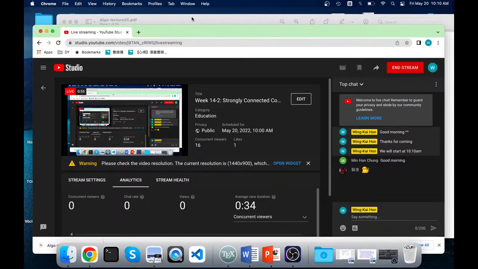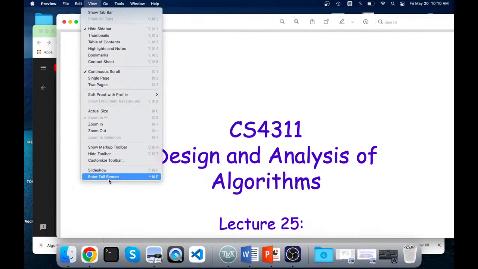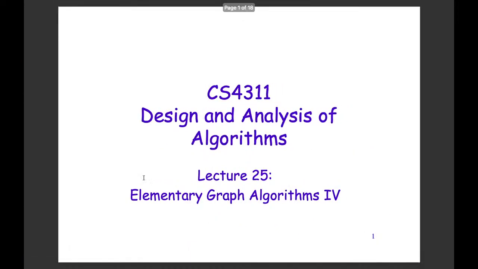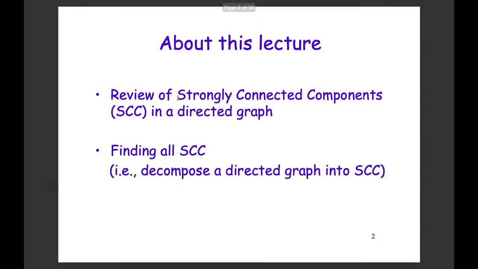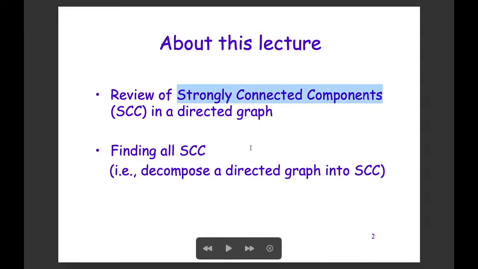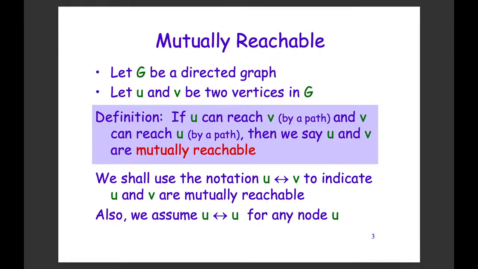Okay, so let's start. Today we will define a concept called strongly connected components of a directed graph. The focus of today is to give an efficient method to find all the strongly connected components inside the directed graph. Okay, so let us say G is some directed graph.